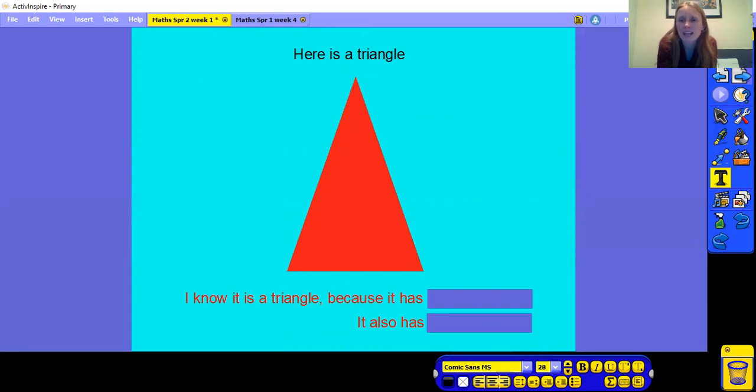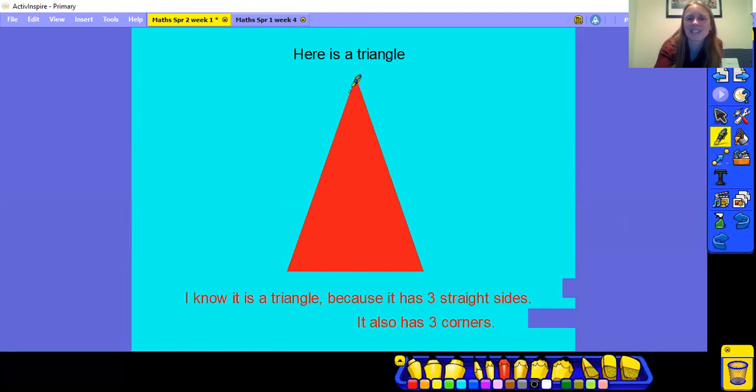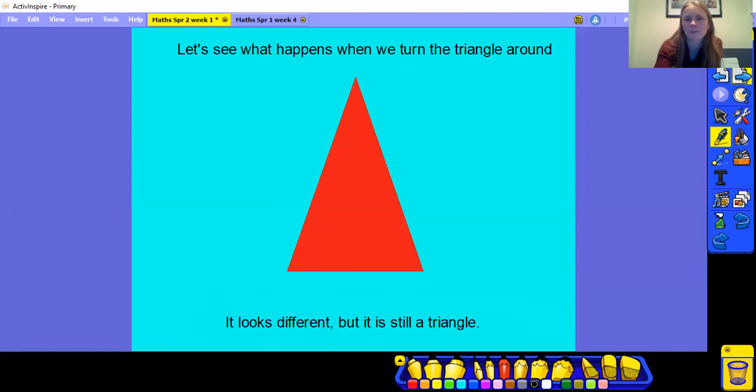I wonder if you said that you know it's a triangle because it has 3 straight sides. If you did, you were right. 1, 2, 3 straight sides. What else does it have? Well done, it has 3 corners. 1, 2, 3. Remember, not all of our triangles need to look the same. They just need to have 3 straight sides and 3 corners.